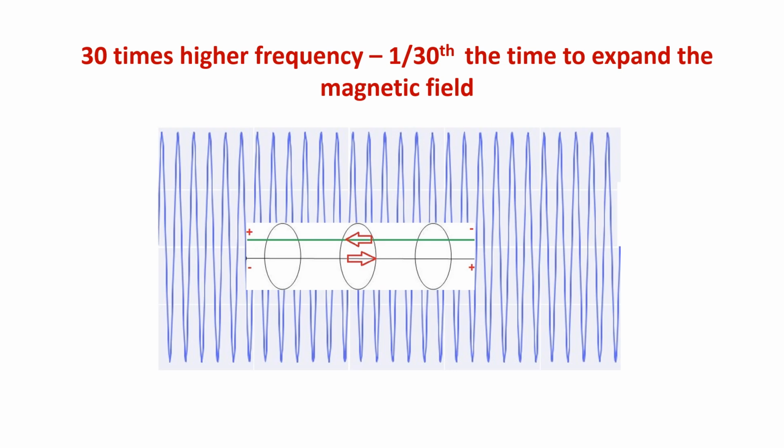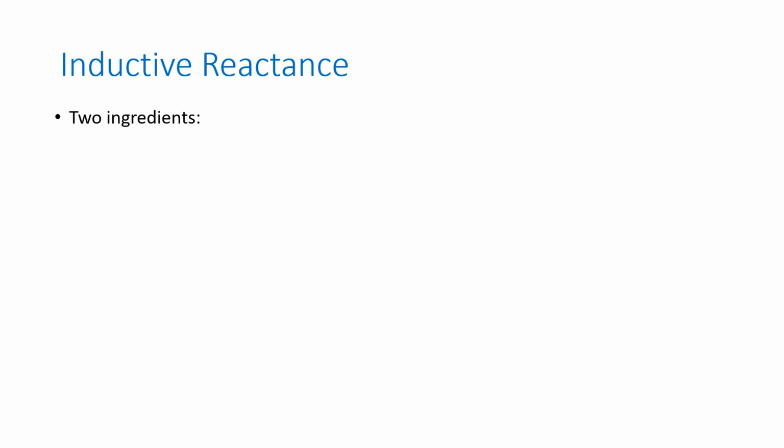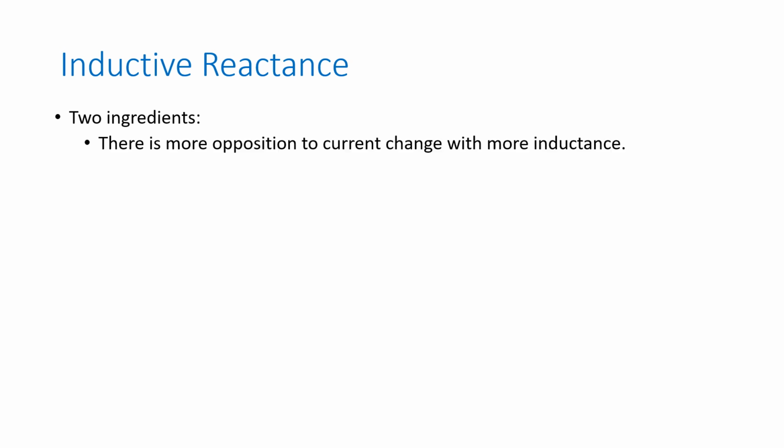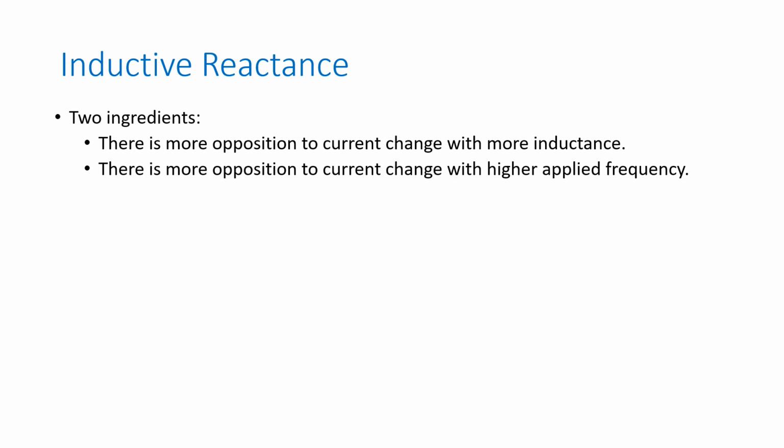That is why we say inductive reactance. In other words, the effect of the counter EMF has two ingredients. There is more opposition to current change if you have more inductance in the coil, and there is more opposition to current change if you just increase the frequency of the current's oscillations. So inductive reactance is going to ask you about what's the inductance and what's the frequency, and I'll tell you what my reactance level is at this point.